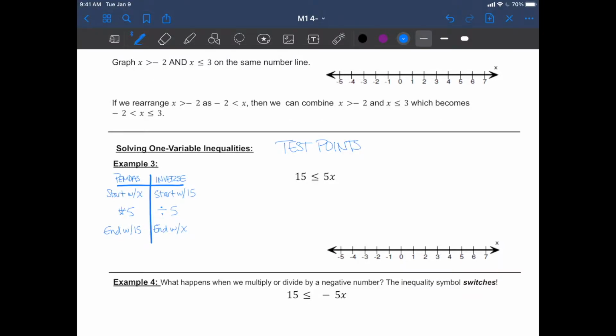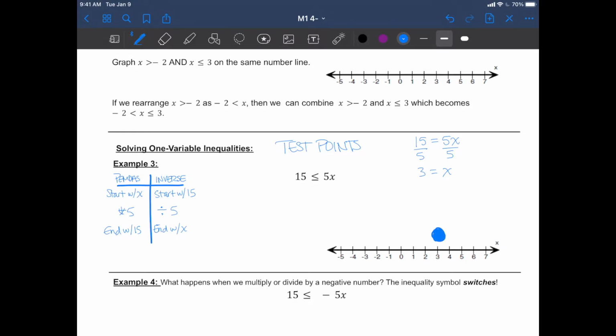So here's the second method, test points. Whenever I see an inequality, instead I'm going to treat it like an equal sign. So I'm going to rewrite this as an equation. And now I'm going to divide both sides by 5. X equals 3. What that does tell me is that I'm going to have a closed circle on 3.